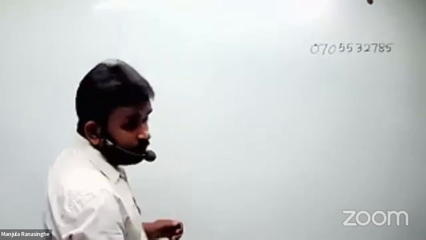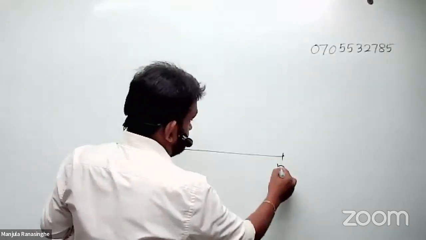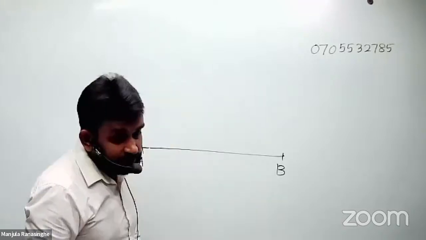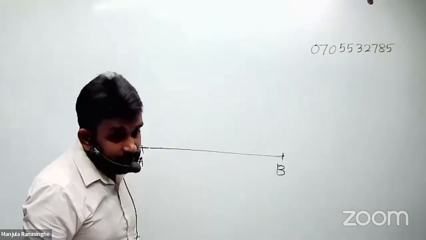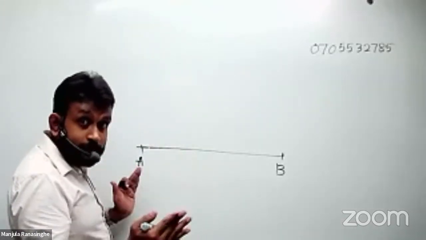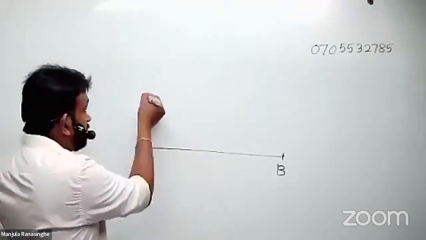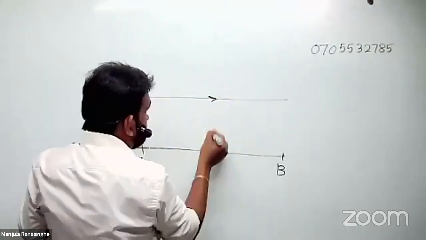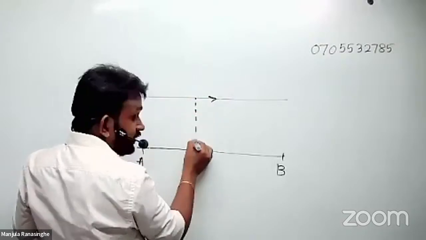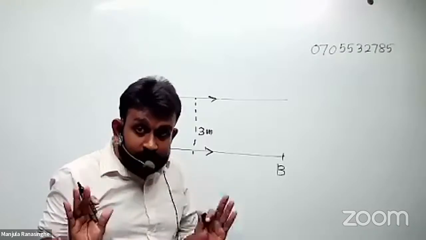AB is a straight road. A channel is constructed such that it is 3 meters away from the road. Road means a straight line. Equidistance to a straight line means a parallel line. Yes, that parallel line is drawn already, 3 meters away. Fine. So that locus is drawn.